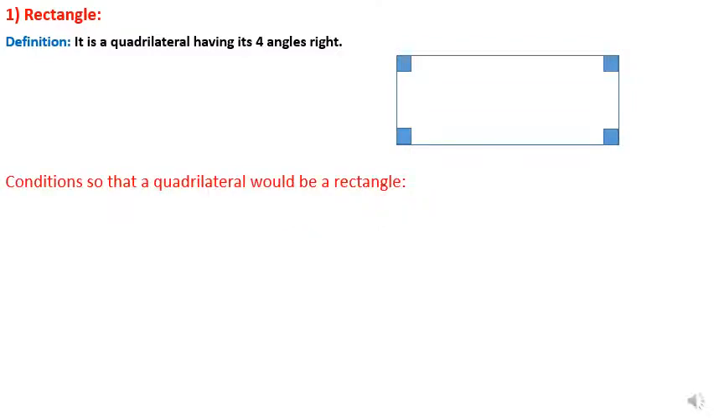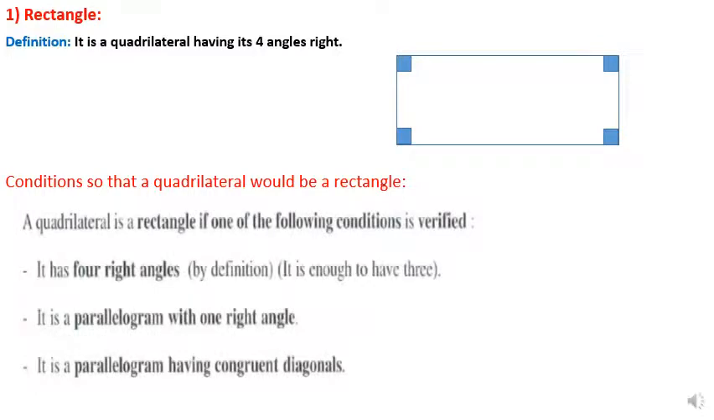So the conditions to say that the quadrilateral is a rectangle, if one of the following conditions is verified: if it has four right angles, then it's enough to say that this is a rectangle. It's a parallelogram with one right angle. So if you prove it as a parallelogram and then you say it has one right angle, then definitely this is a rectangle. If it's a parallelogram having congruent diagonals, so the diagonals in the rectangle bisect each other and are equal. So if you are proving a quadrilateral is a parallelogram when you say that the diagonals are bisecting each other plus the diagonals are equal, then definitely this is a rectangle.